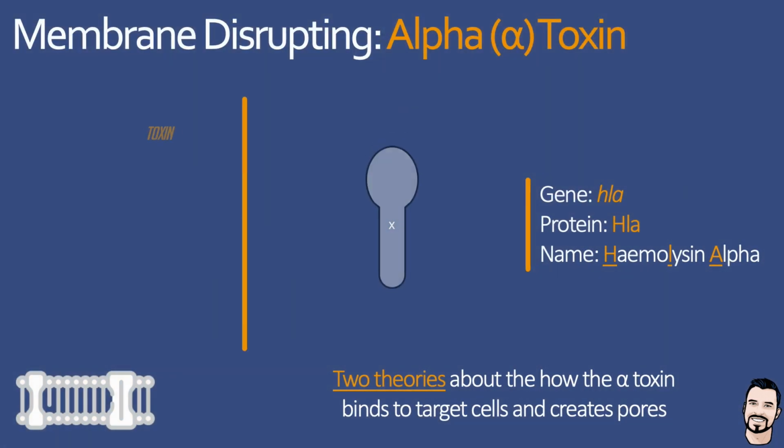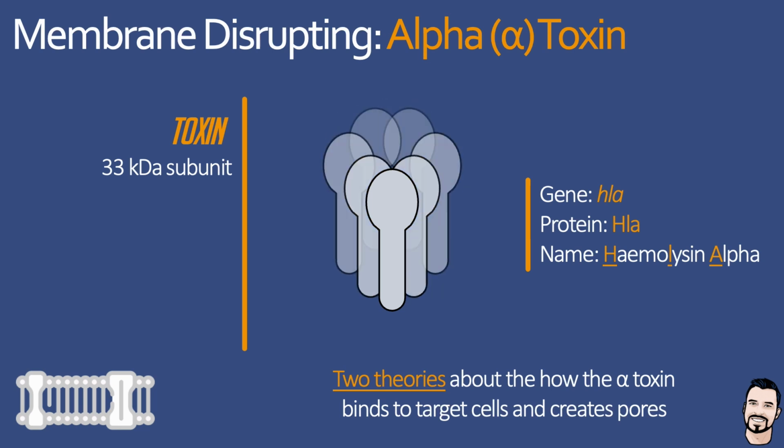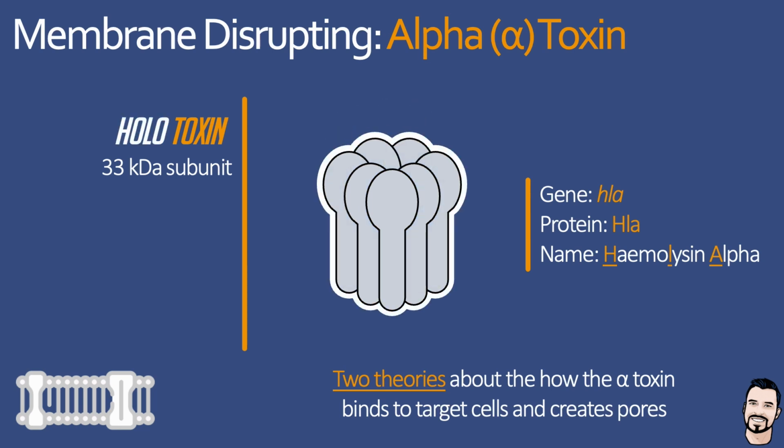So the HLA monomer is synthesized in the cytoplasm of Staphylococcus aureus and secreted as a 33 kilodalton soluble protein. Now, in this monomeric form, the toxin is not biologically active. Activation requires the coordinated assembly of 7 subunits, which oligomerize to form a heptameric holotoxin, and so it is this assembled complex that constitutes the biologically active pore-forming structure of the alpha toxin.